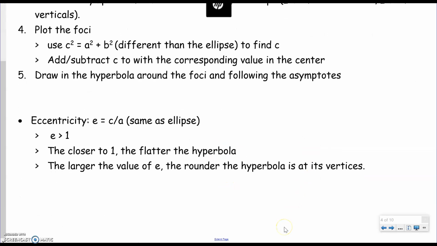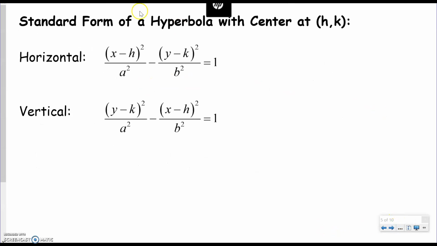The eccentricity is the same as an ellipse. It's e equals c divided by a. But this time, instead of being between 0 and 1, it's going to be greater than 1. The closer to 1, the flatter the hyperbola. The larger the value, the more round it is. Okay. Same idea, if our center is at something other than 0, 0, we have that h, k. So remember, h is always with our x's, k is always with our y's.